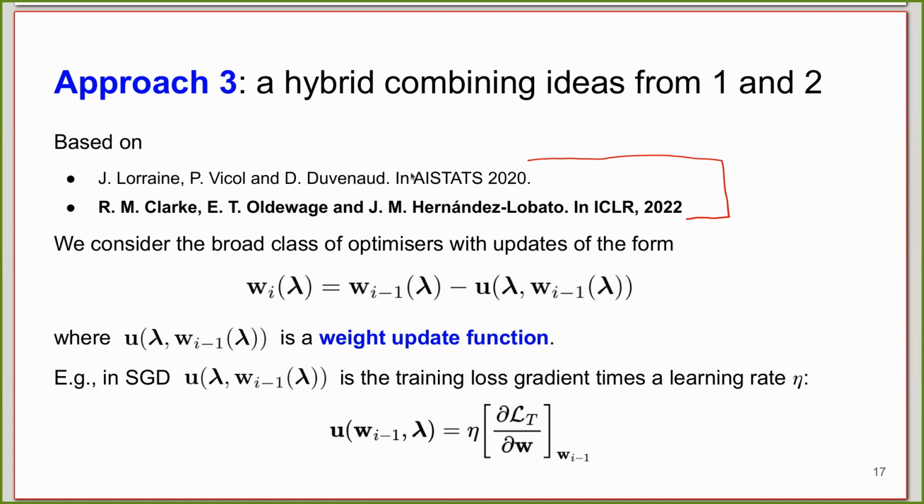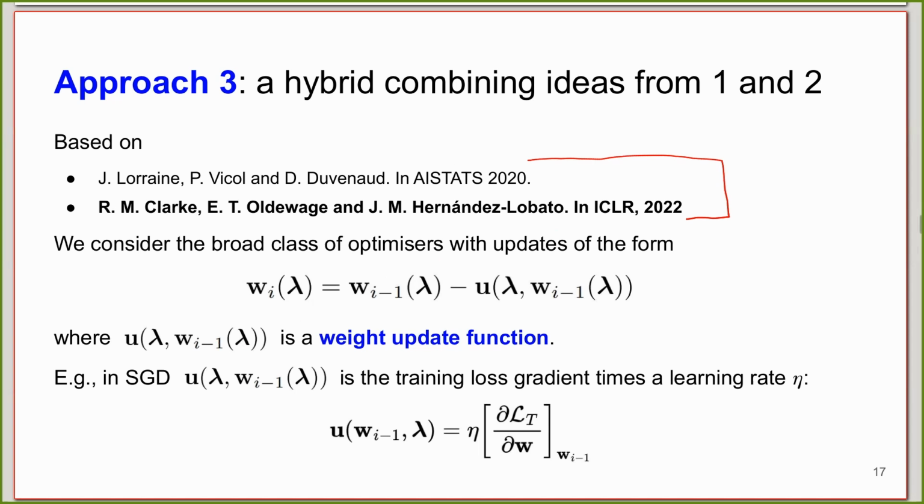This original work didn't allow you to tune things like learning rates or momentum. It was only able to tune weight decay parameters or other parameters like pseudo data, for example, that we talked about before. Good. So let's have a look at how this works in practice.